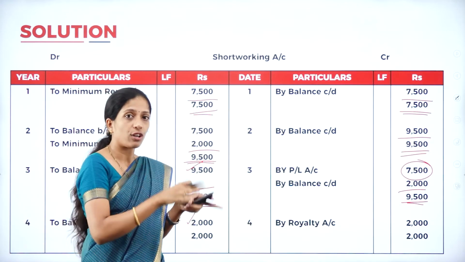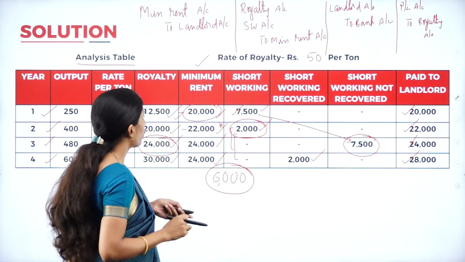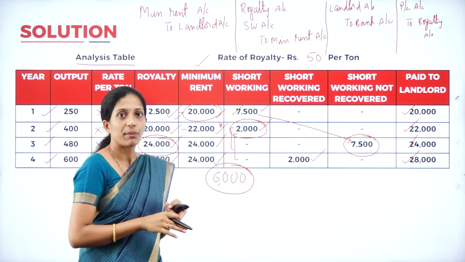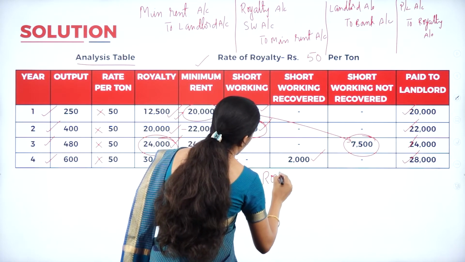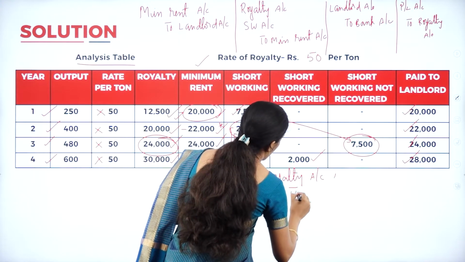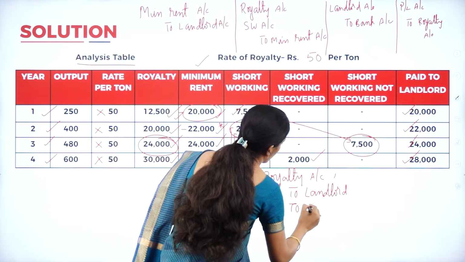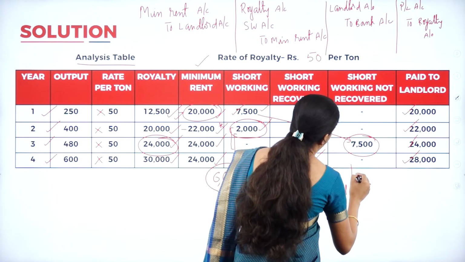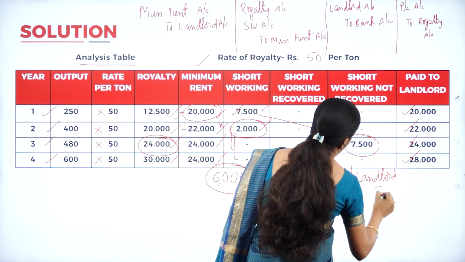When minimum rent and royalty are equal, you are making the payment of royalty. Okay. Now, come to the fourth year. Here it is. When royalty is greater than minimum rent, you are making the payment of royalty. So, your entry will be royalty account debit to landlord, and if any short working is recovered, to short workings. So, this will be the first entry. Second entry, you are making payment to landlord. So, landlord account debit to bank.